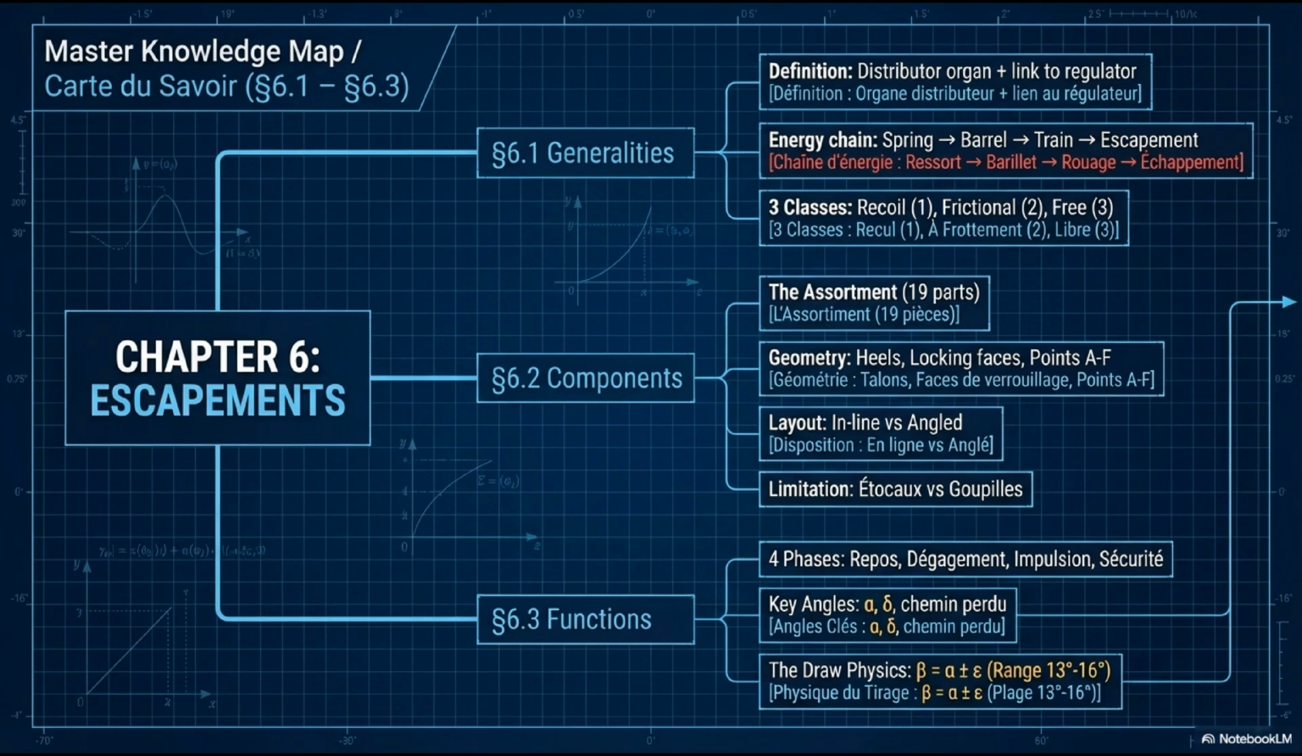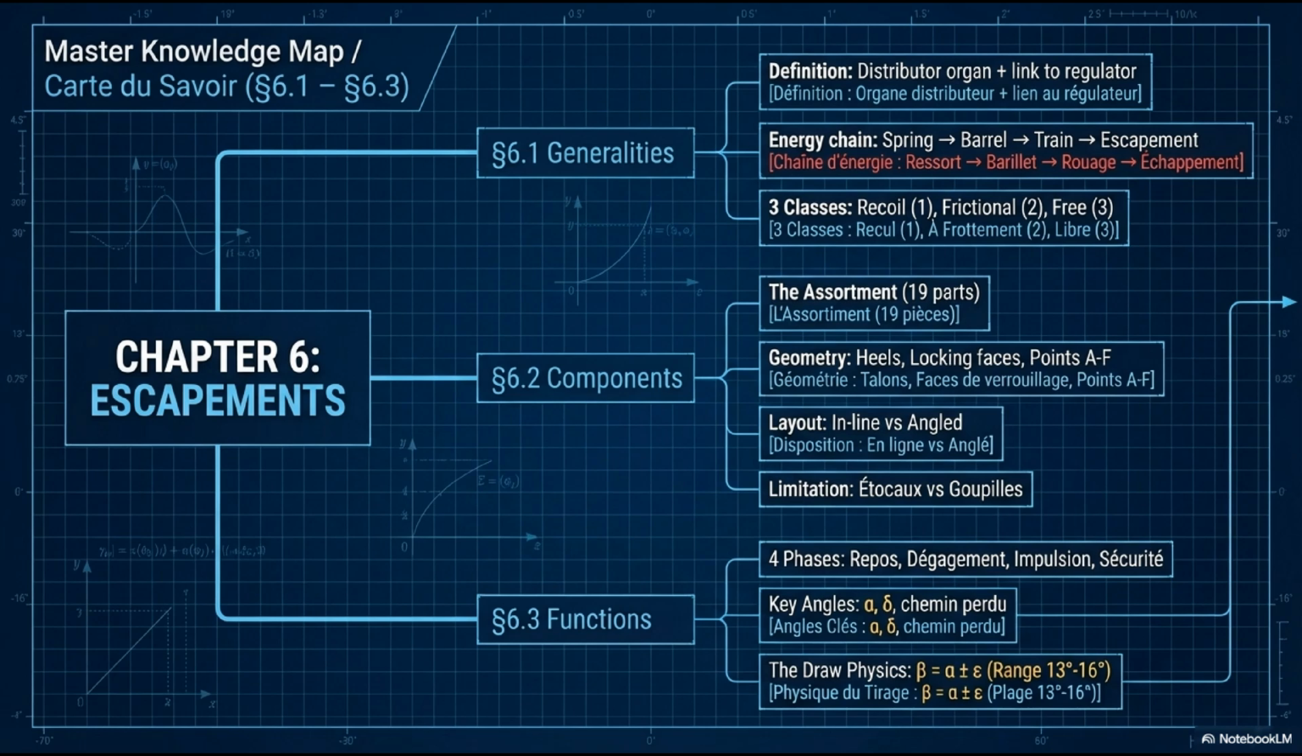Class 1 recoil, Class 2 frictional rest, Class 3 free, defined by the behavior of the oscillator during the supplementary arc. Section 6.2, components, 4 core deliverables. The assortment of 19 named parts across 3 subassemblies.